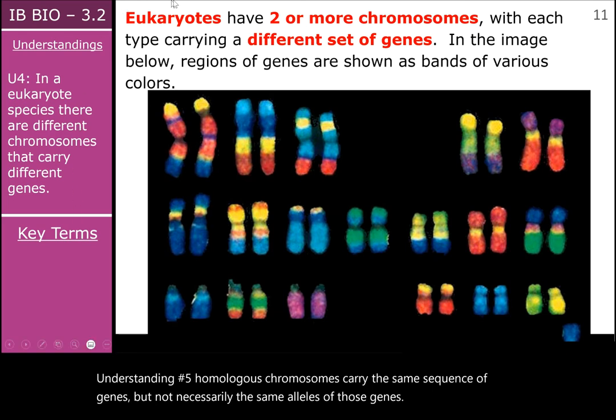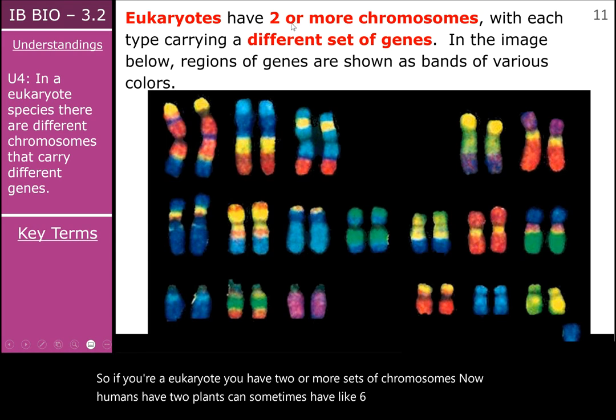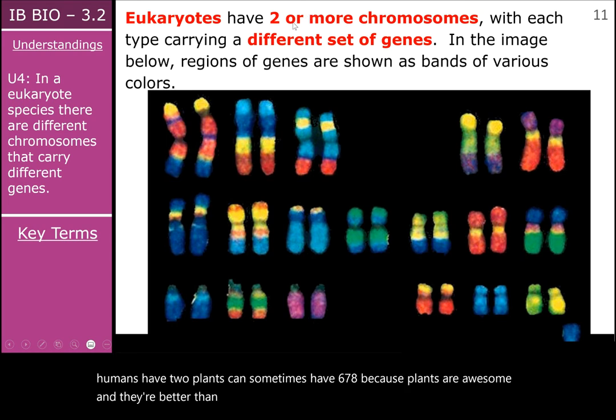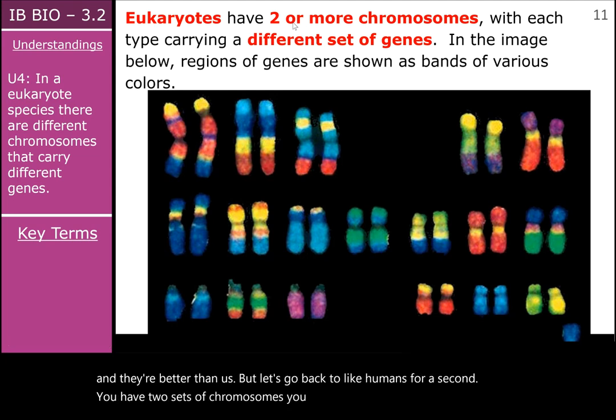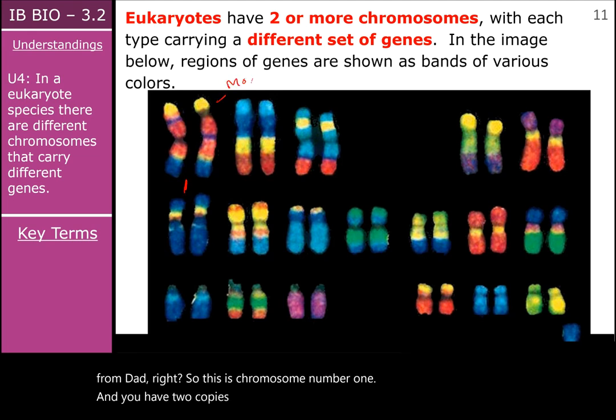So, if you're a eukaryote, you have 2 or more sets of chromosomes. Now, humans have 2. Plants can sometimes have like 6, 7, 8, because plants are awesome and they're better than us. But let's go back to humans for a second. You have 2 sets of chromosomes. You have one set from mom and one set from dad, right? So this is chromosome number 1, and you have 2 copies. One from mom and one from dad.